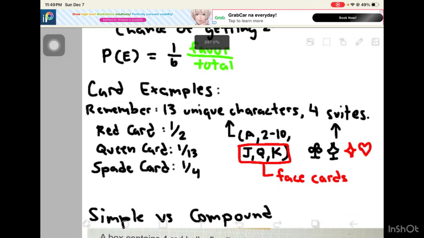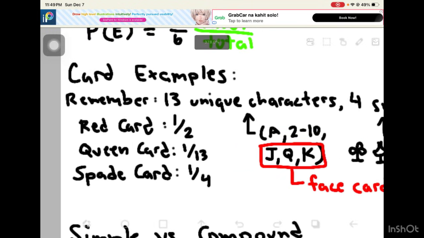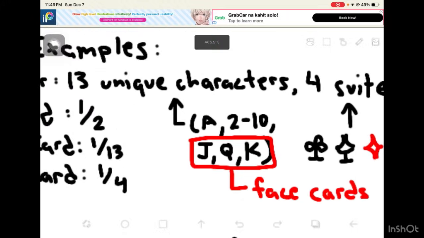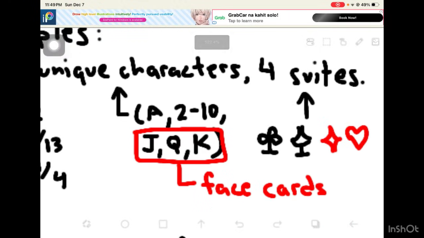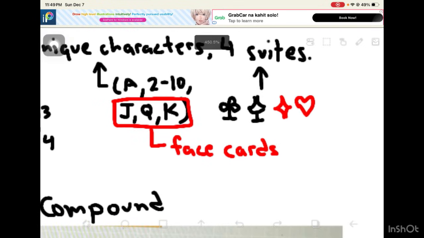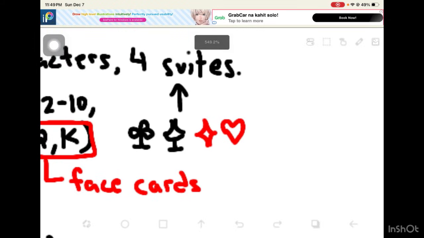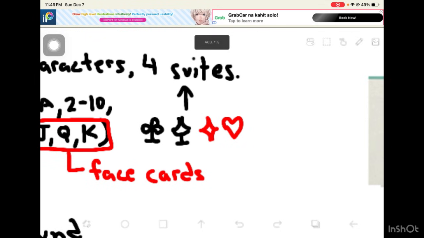So here are some more card examples, because yes, probability often involves cards. So remember that there's 13 unique characters. There's an A, and then numbers 2 through 10, and then Jack, Queen, and King. Remember that Jack, Queen, and King are also face cards. So if you ever come across that term on the test, you know what it is. So there are 4 suits. I've already colored them. The spades, the clubs, the diamonds, and the hearts. So these are the black ones, and these are the red ones.